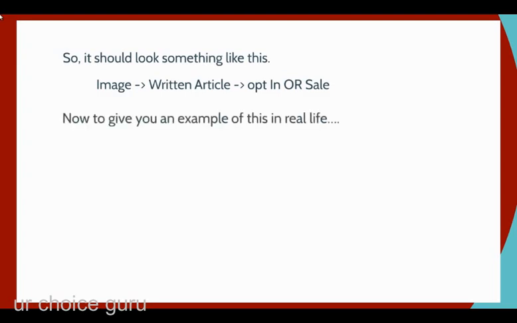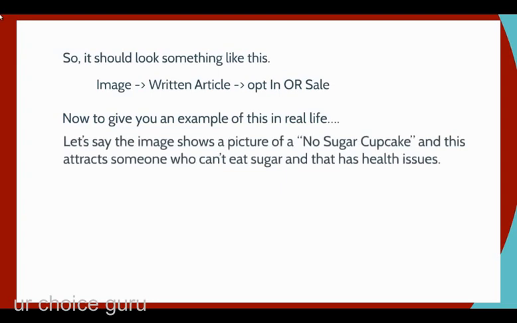So now to give you an example of this in real life, let's say, for example, that your image shows a picture of a no sugar cupcake. And this is going to attract somebody who cannot eat sugar and has health issues, kind of tapping into the example that I talked about earlier. This could be somebody who maybe is diabetic or has a health condition and can't eat sugar. So on the image, it's not going to just be an image, it's going to be an image with some text that you can grab them in.